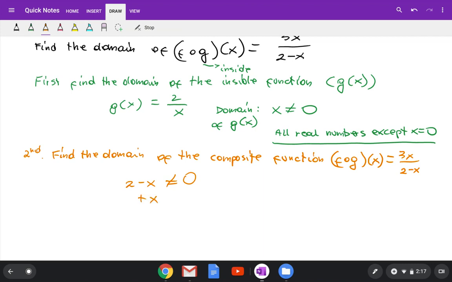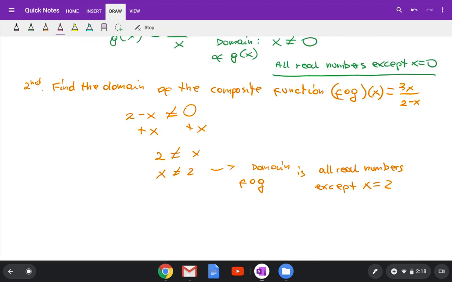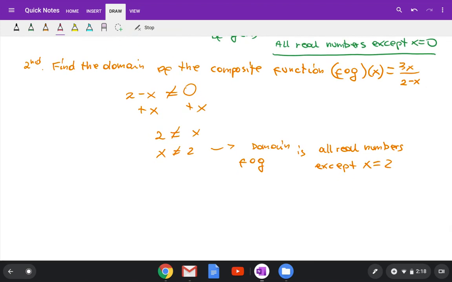So solve for x. I'm going to add x to both sides, and we're getting 2 can't be x, which is the same as x can't be 2. So here, the domain of f composed with g is all real numbers except x equal to 2. And the last step will be to combine the first and second steps.